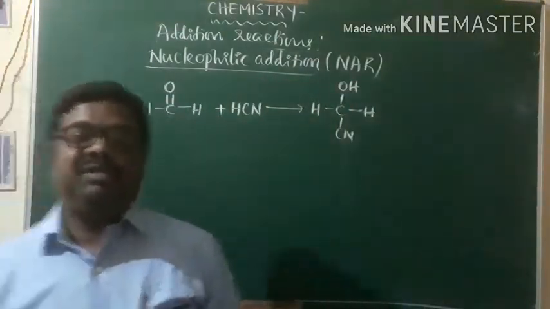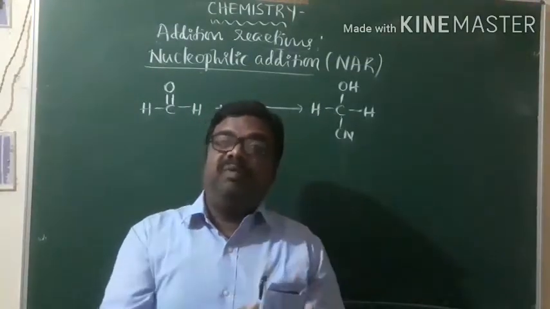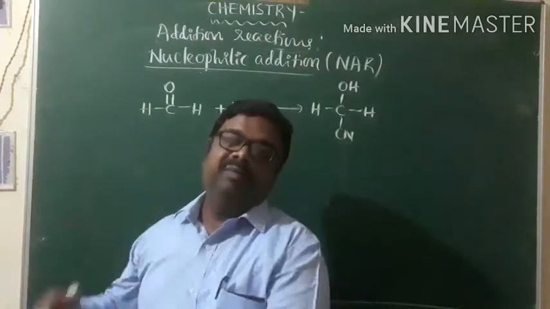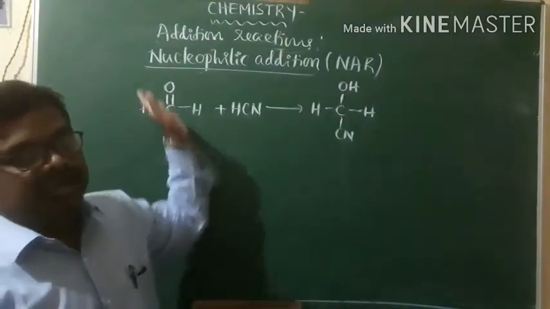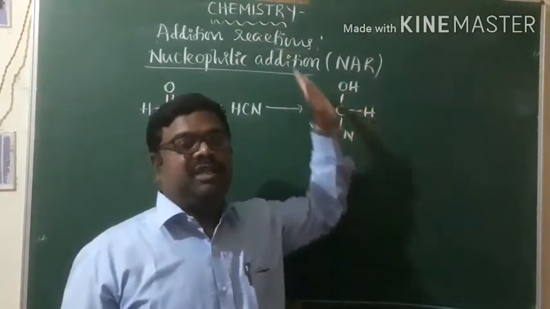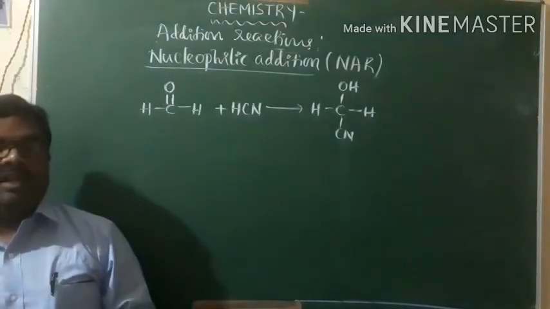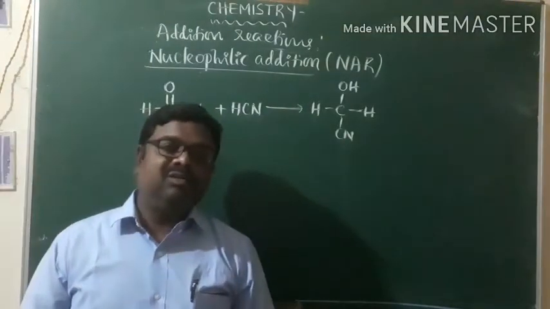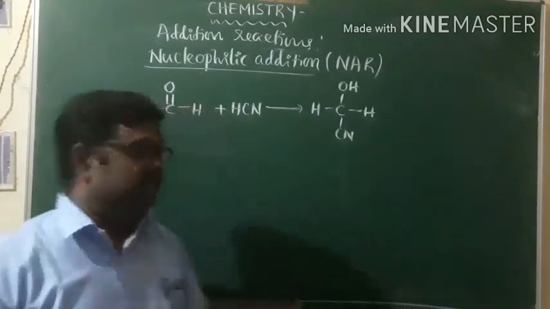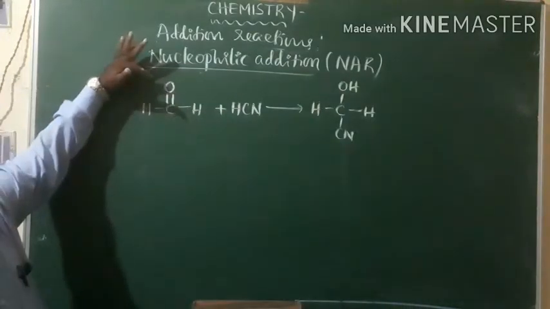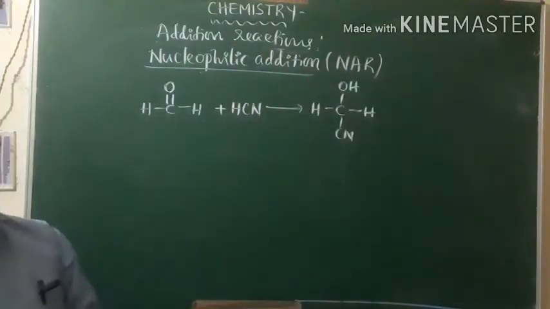One important observation in all addition reactions: double bonds will be converted to single bonds, or triple bonds will be converted to double bonds, then double bonds to single bonds. That is, unsaturated molecules will be converted to saturated molecules in the case of addition reactions. That is the important change that you have to observe during addition reaction. In any addition reaction, double bonds become single bonds, or triple bonds become double bonds. So the number of multiple bonds will be reduced. So double bond is reduced to single bond. This is an example for addition reaction.